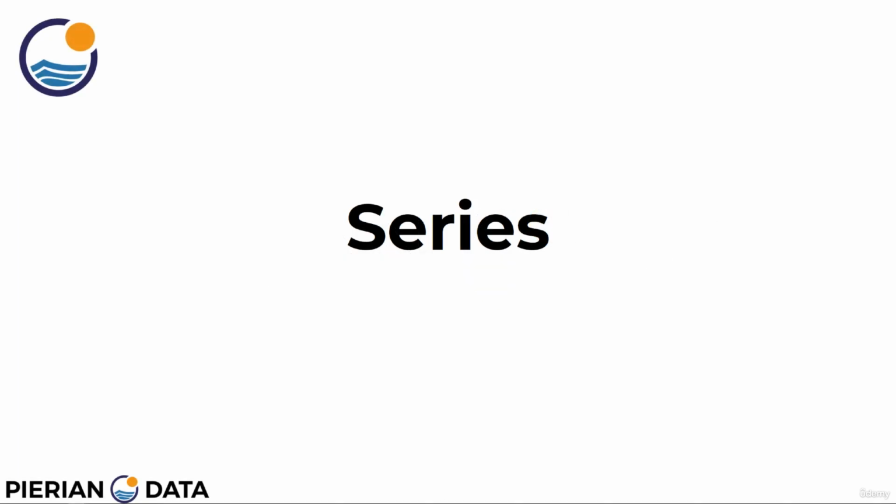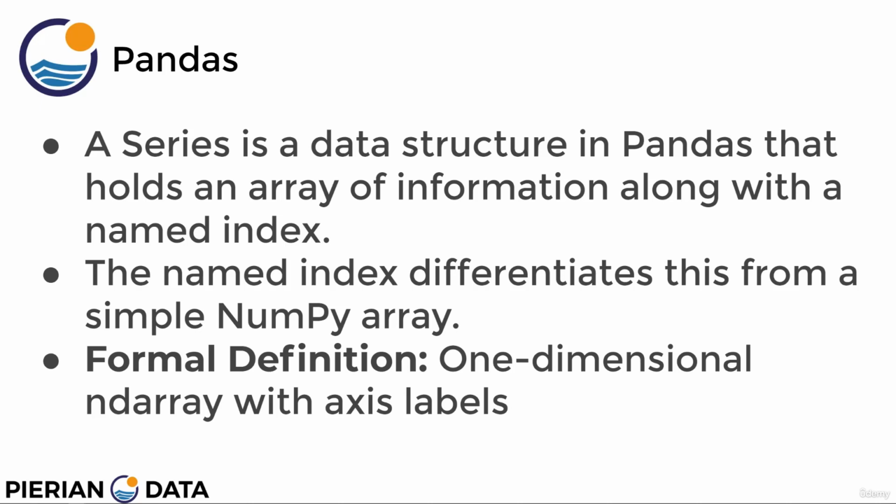Welcome everyone to this lecture on the Pandas series object. A series is a data structure in Pandas that holds an array of information or data along with a named index. The named index is really the aspect of a Pandas series that differentiates this from a simple NumPy array that we learned about in the previous section. As a formal definition of what a Pandas series is, it's a one-dimensional ndarray with axes labels.